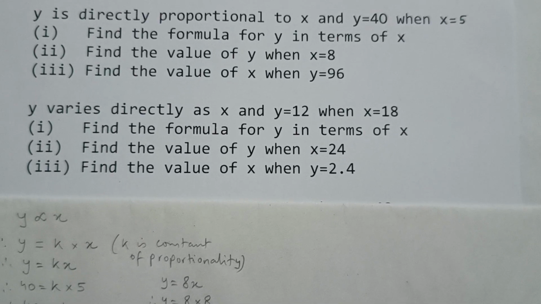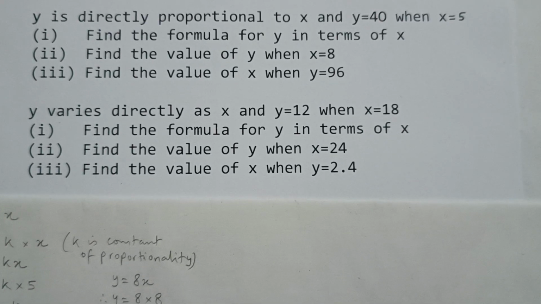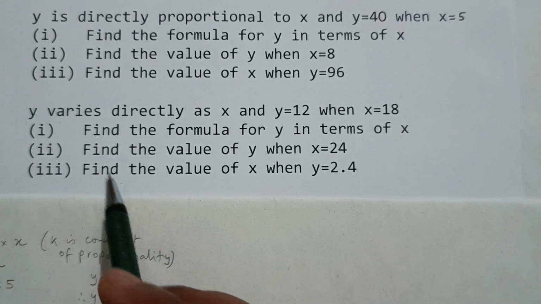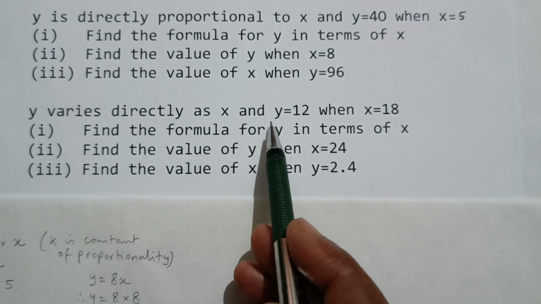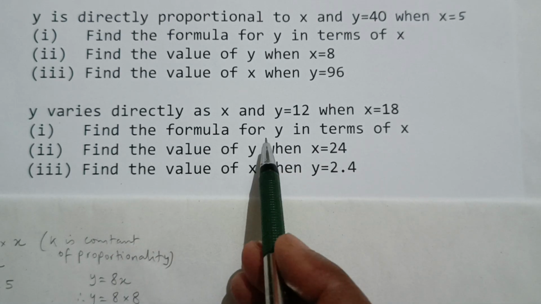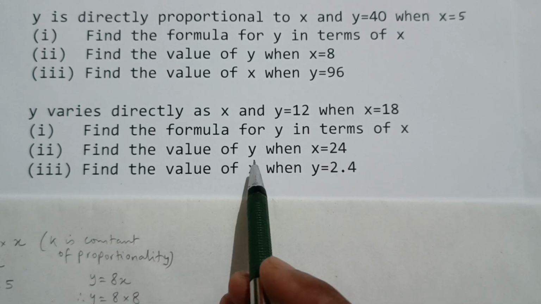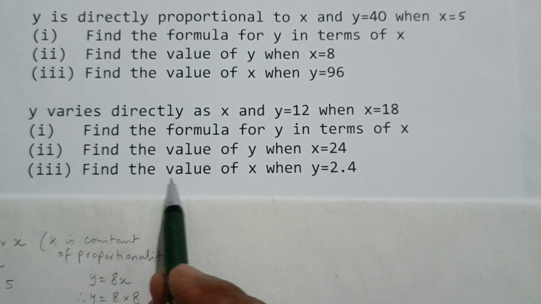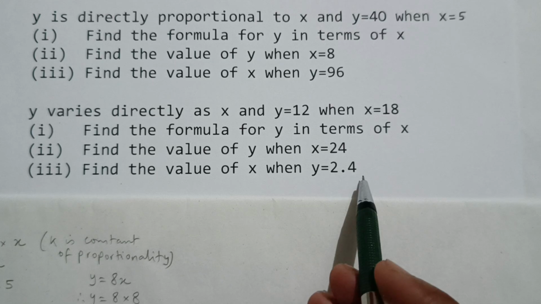So question number 2 is: y varies directly as x and y equals 12 when x equals 18. Find the formula for y in terms of x. Find the value of y when x equals 24. Find the value of x when y equals 2.4.